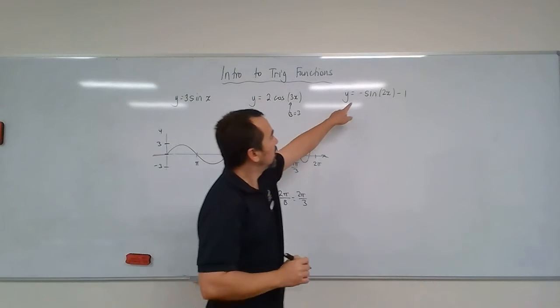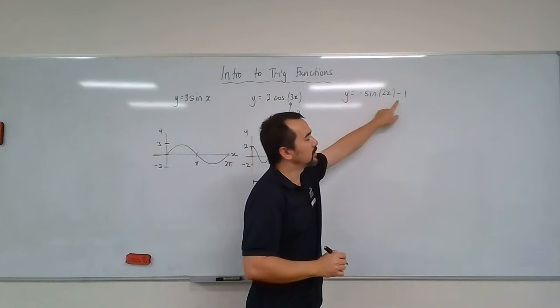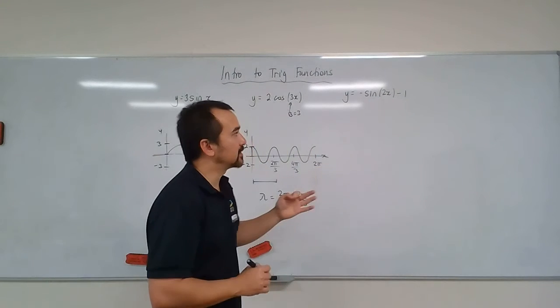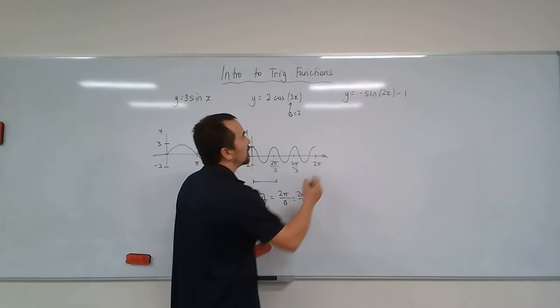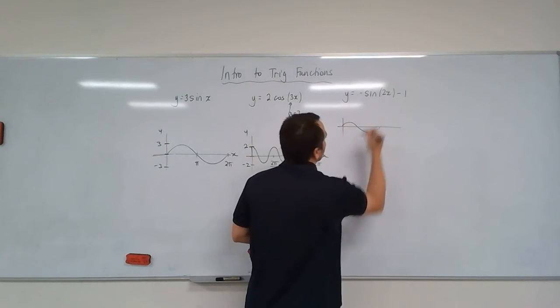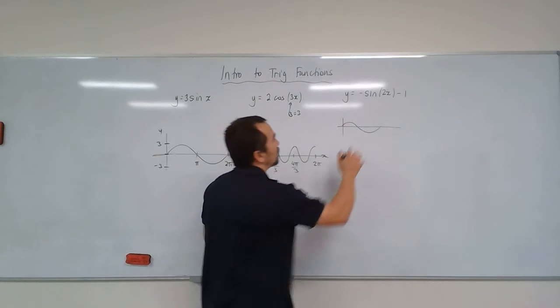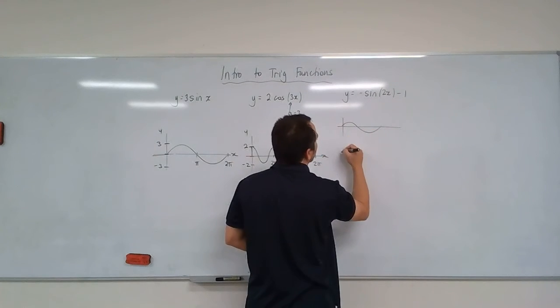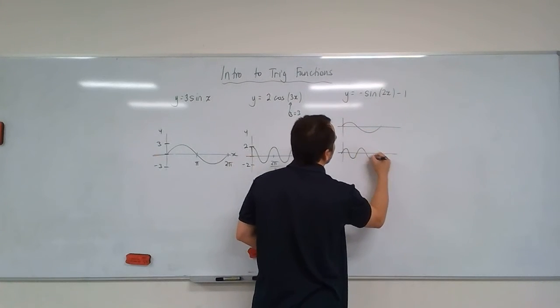Here we have a negative. There's a 2, there's a minus 1. So there's 3 transformations that have happened here. Let's try and break it down. The first one is I have 2x. So here's a graph of sine x. When there's a 2 there, that now means that there's 2 cycles. 1, 2.